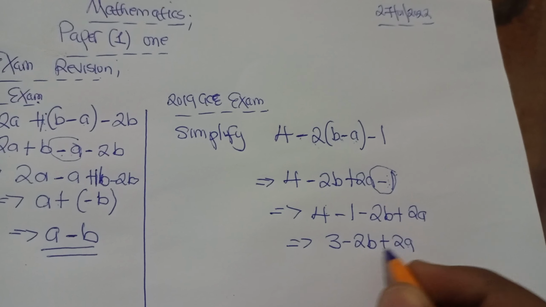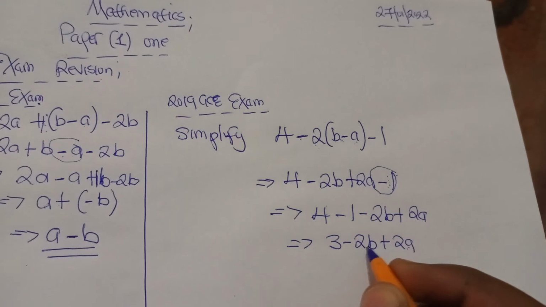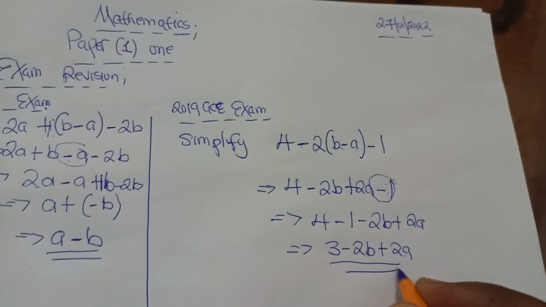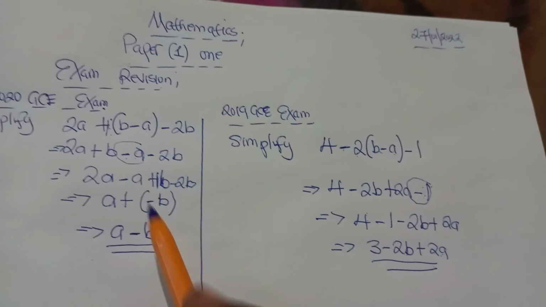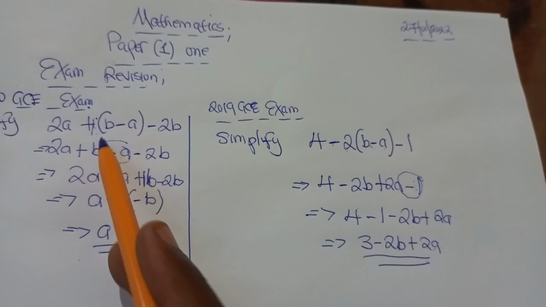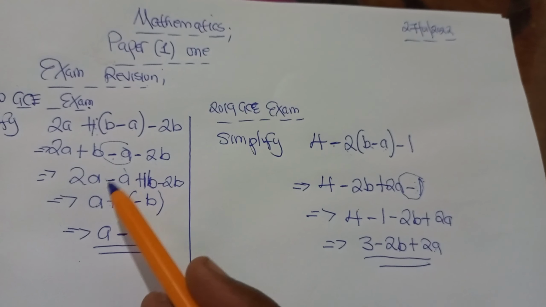This b and a are different letters. This makes these terms unlike. And upon reaching this stage, it means we're finished. So what was important was to understand that we expanded, and after expansion, we collected like terms together.